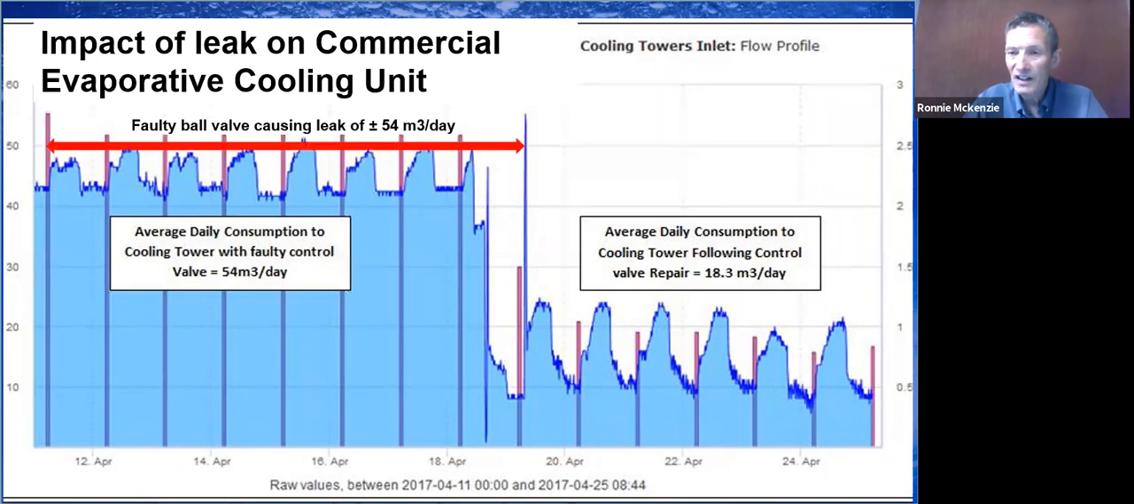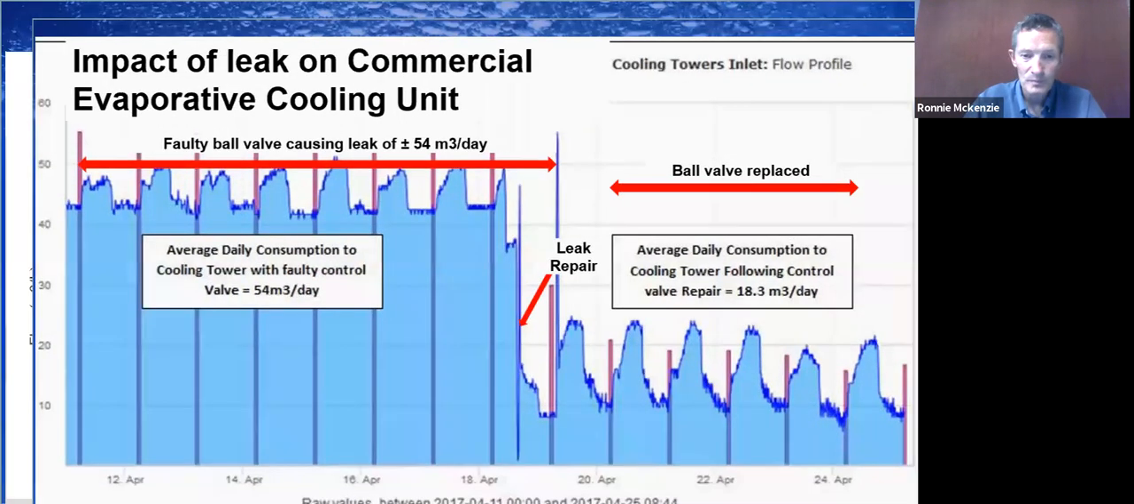After we fixed the inlet, or it was a ball valve replacement, it dropped from 54 down to 18. So we reduced the water consumption here by about 60%. And even then, there's still quite a bit of leakage, as you can see towards the end.